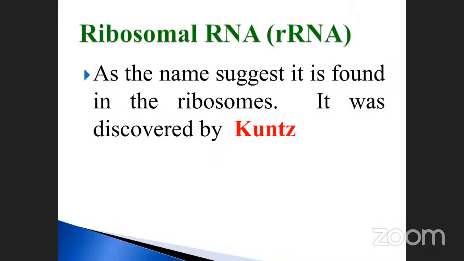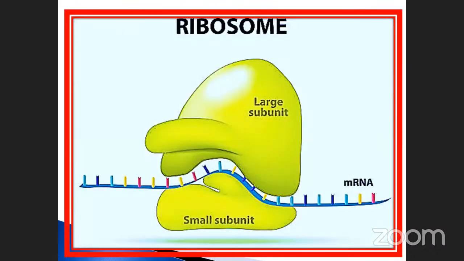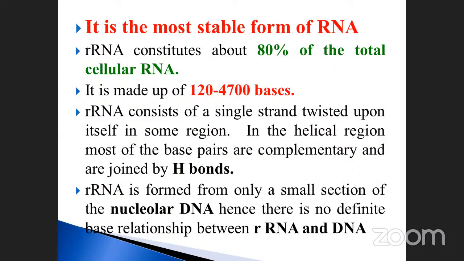The ribosomal RNA, you already know about. It consists of 2 subunits, a large subunit and a small subunit. It may vary in eukaryotes and prokaryotes. So 80% of the total cellular RNA is rRNA. You already know how many nucleotides are present in it: 4,700 base pairs. The bond is also a hydrogen bond.